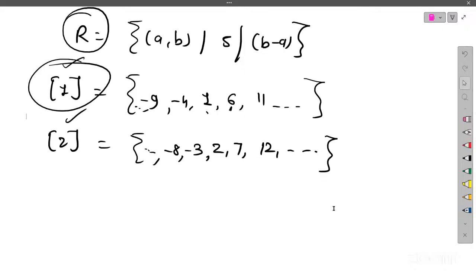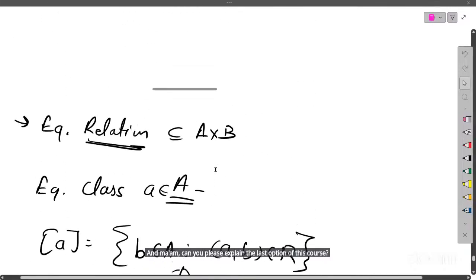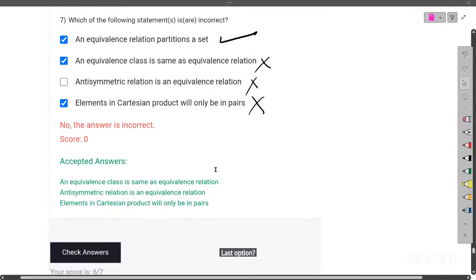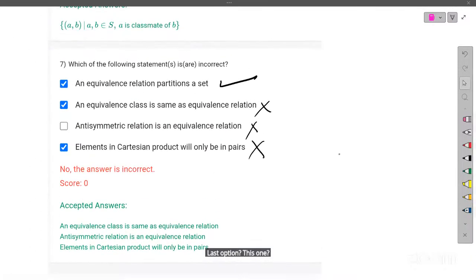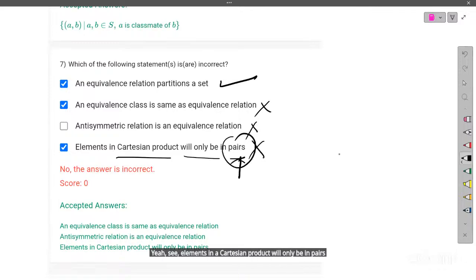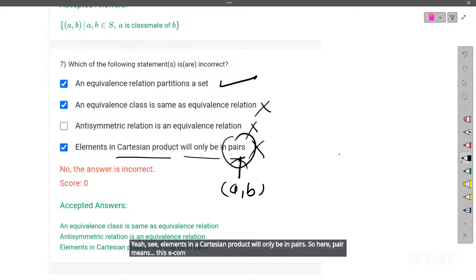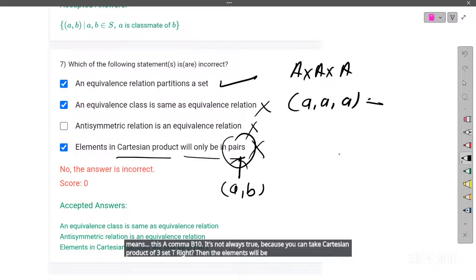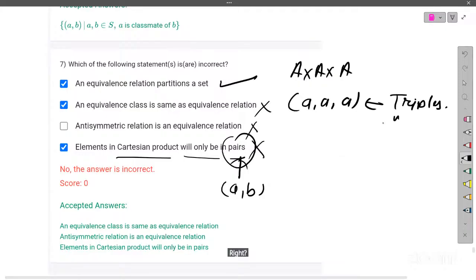Ma'am, can you please explain the last option of this question? Last option, this one? Yeah. See, elements in a Cartesian product will only be in pairs. Here pair means these A comma B type. But it's not always true, because you can take the Cartesian product of 3 sets too, A cross A cross A, right? Then the elements will be triples, not pairs. That's why this option is incorrect.